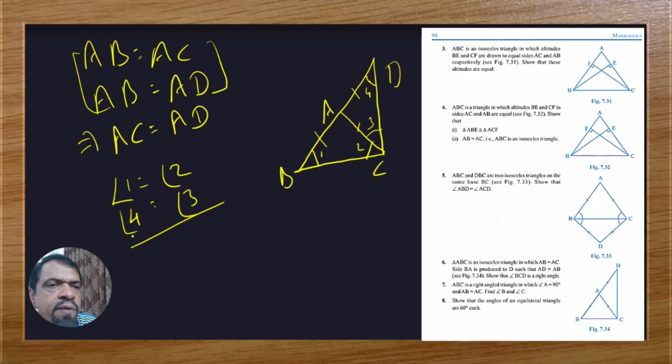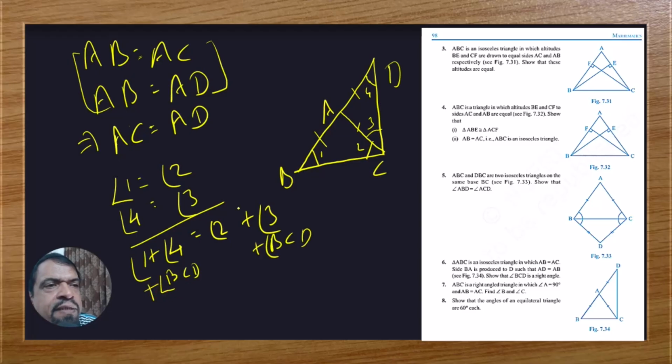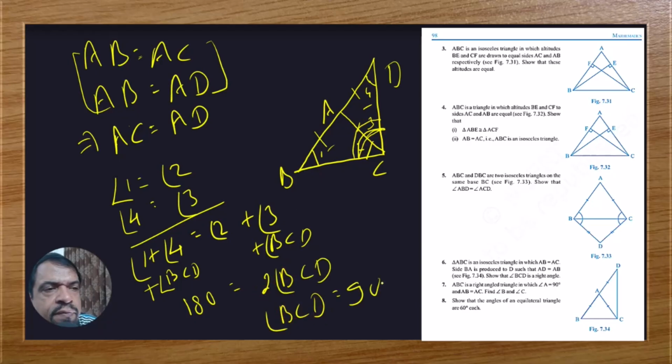Now add it, 1 plus 4 equal to 2 plus 3. Now listen students, we'll add BCD to both sides. 1, 4 and BCD. See here 1, 4 and this BCD. By angle sum property it will be 180. And 2 plus 3 plus BCD means twice of BCD. So BCD will be 90 degrees.